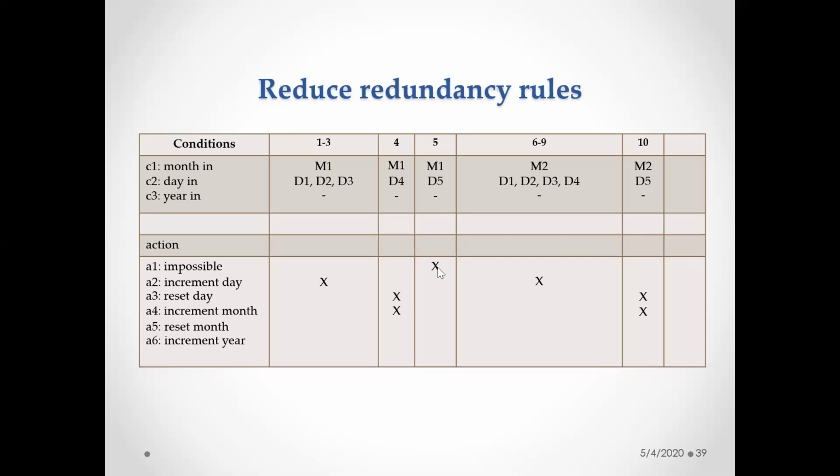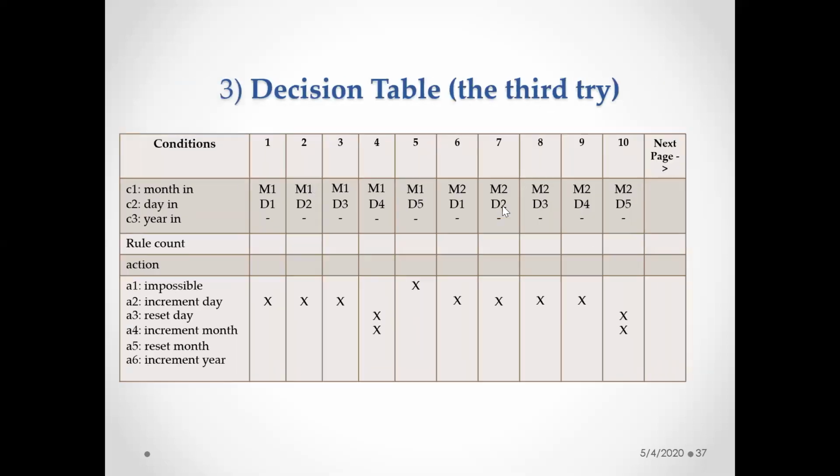M1 with D5, once again, is impossible, a completely different scenario. With respect to your M2, D1 to D4, you can combine it because all four cases will result in incrementing the day itself. So that's why M2 with respect to D1, D2, D3, D4, followed by don't care, you will be getting the mark as incrementing the day.